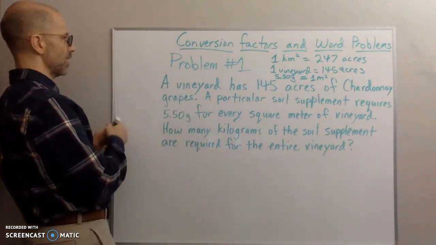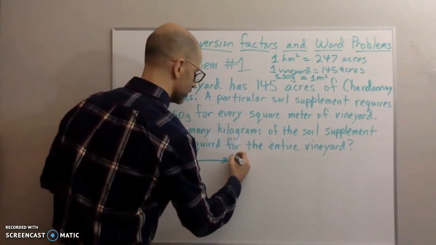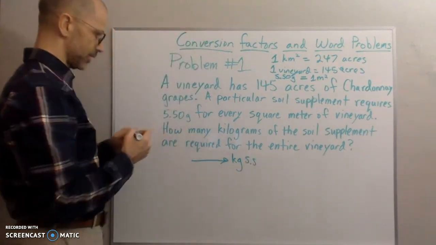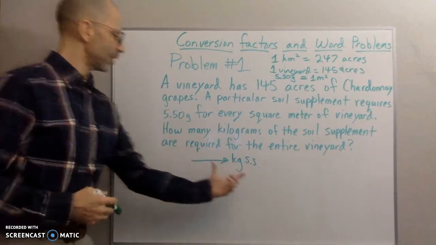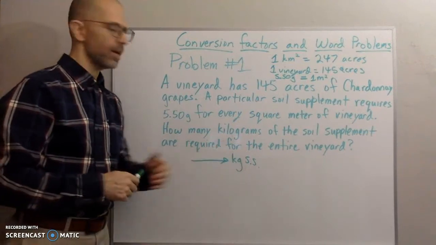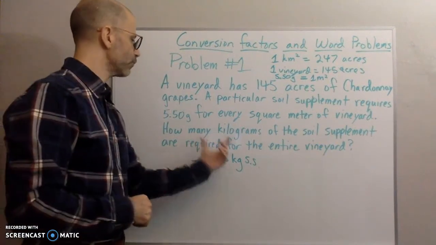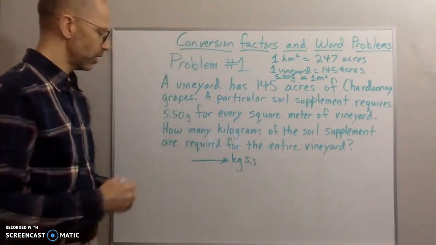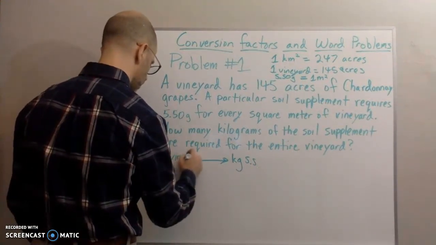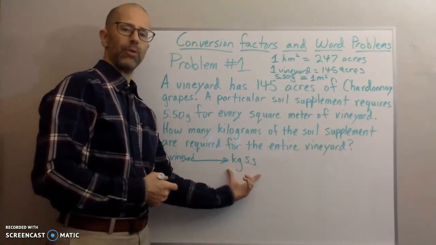I usually write it as an arrow. So we're going to end at kilograms of the soil supplement. I'll write that as SS, kilograms of soil supplement. Okay, that's where we need to end. Where are we going to begin? We keep reading the question. How many kilograms of soil supplement are required for what? For the entire vineyard. So we need to start with the one vineyard. So we start here and we end there.